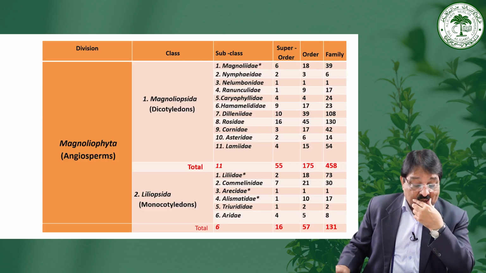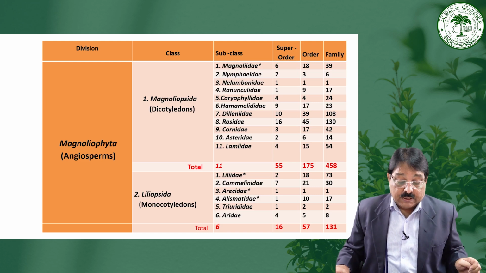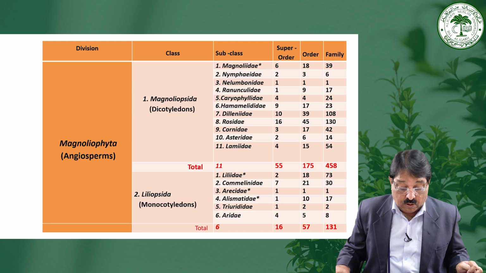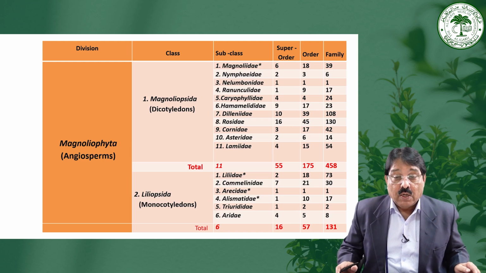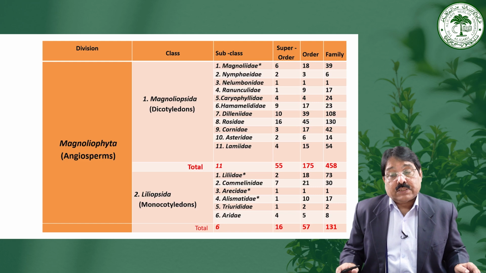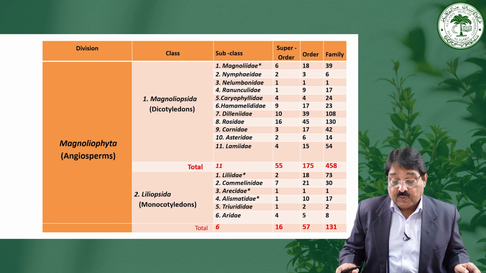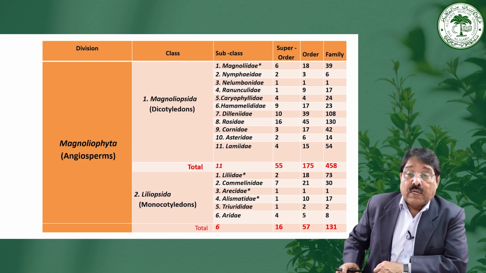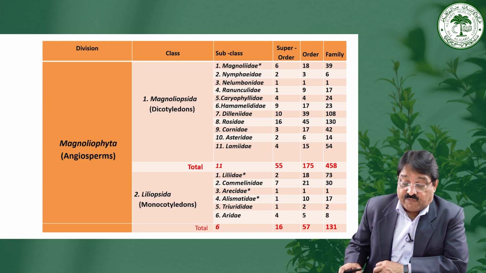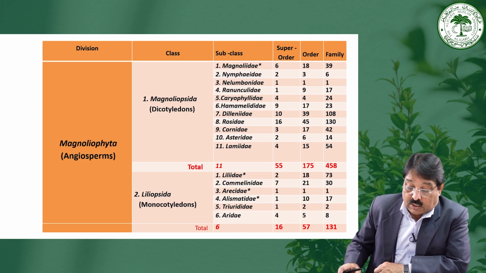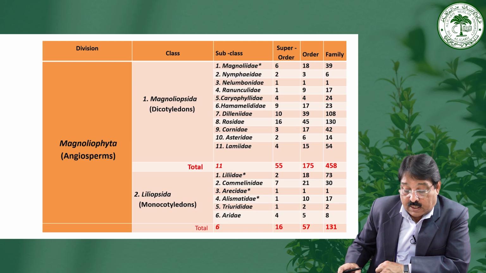Then the Magnoliophyta, that is the angiosperm, is divided into two classes, the Magnoliopsida and Liliopsida. Magnoliopsida is further divided into 11 subclasses. What are those 11 subclasses? The Magnoliidae, Nymphaeidae, Ranunculidae, Caryophyllidae, Hamamelidae, Dilleniidae, Rosidae, Cornidae, Asteridae and Lamiidae.